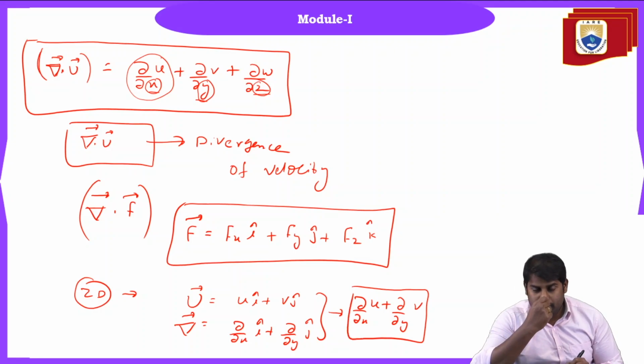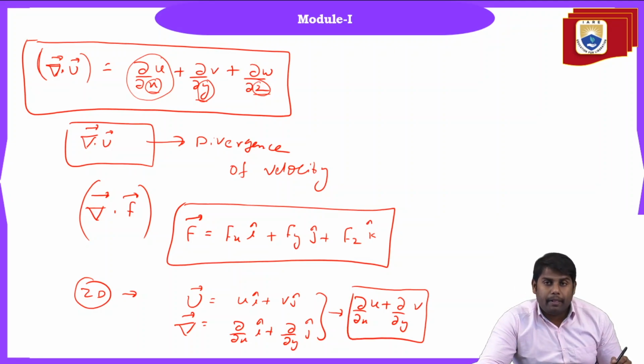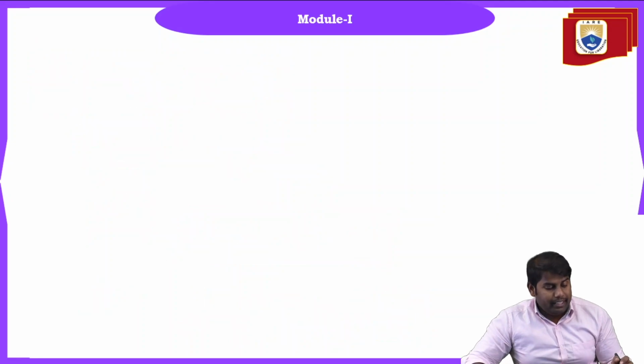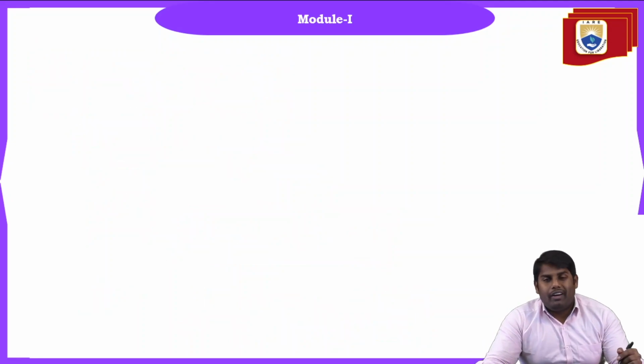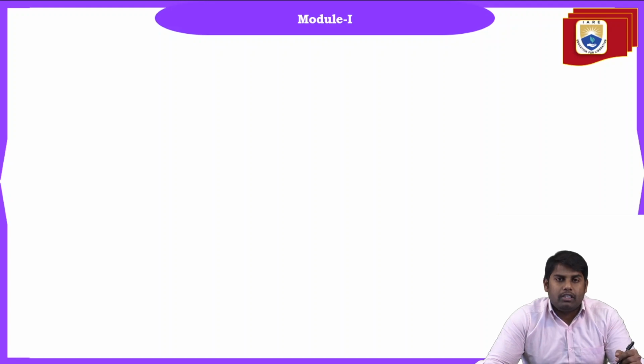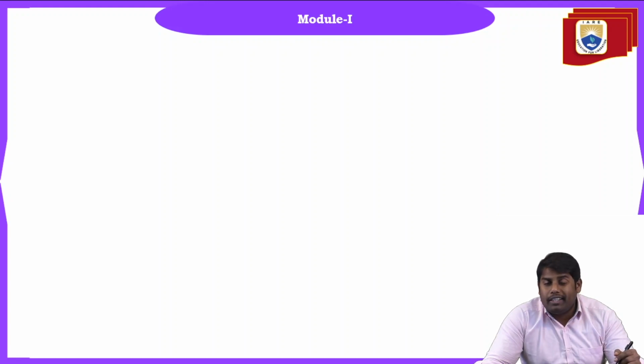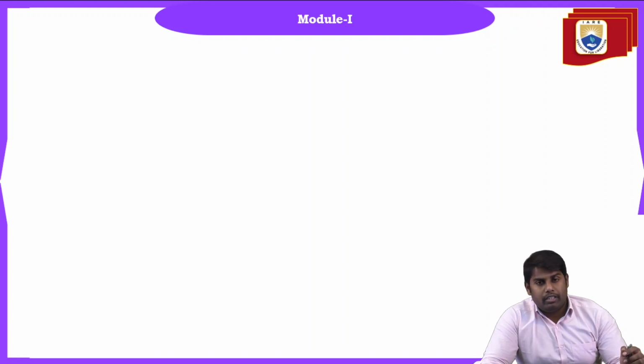So this is what we have for divergence. Fine. Next, for now let us see the physical meaning of the divergence. What exactly is a divergence, and how do you generalize it in terms of a fluid element moving from one point to another point? How do you justify that divergence?